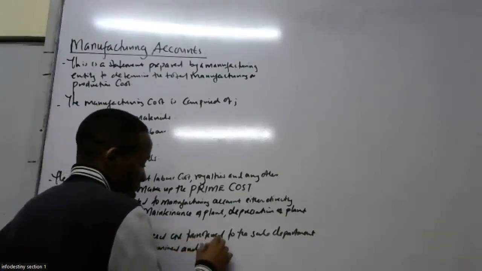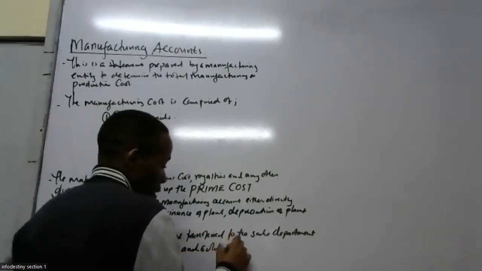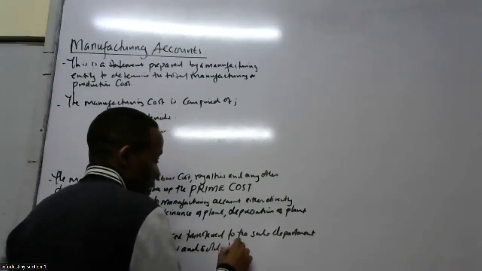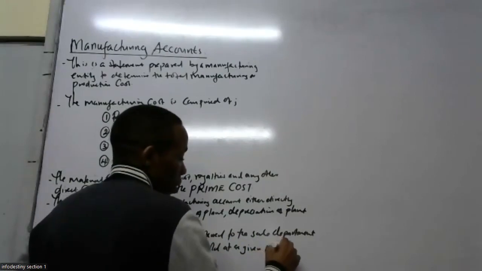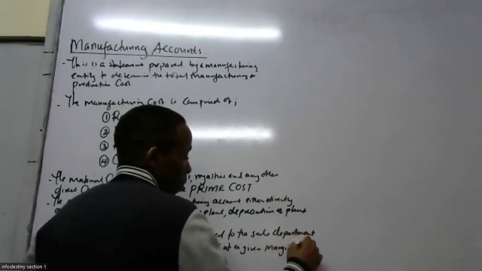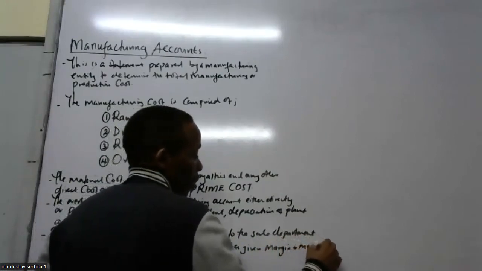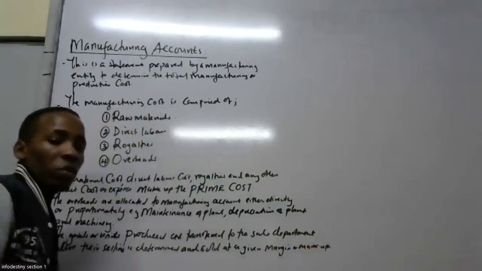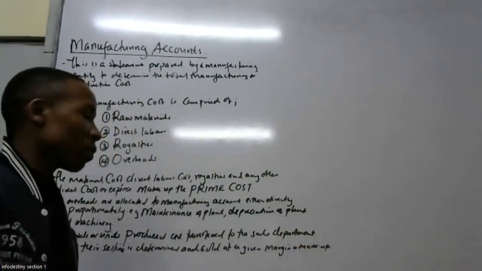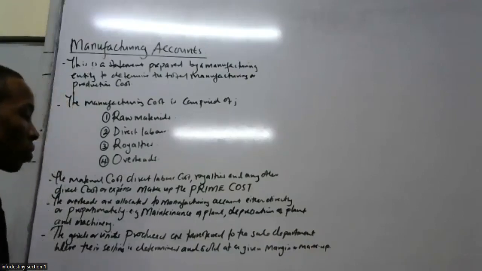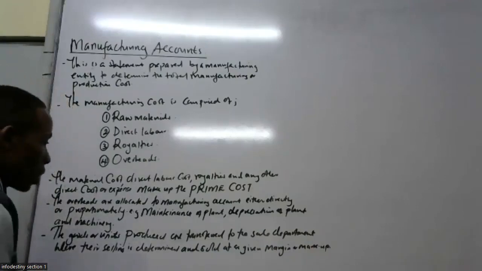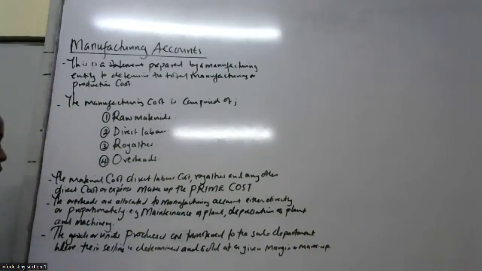They are sold at a given margin or even markup. Margin is a profit on sales. Markup is the profit on cost.